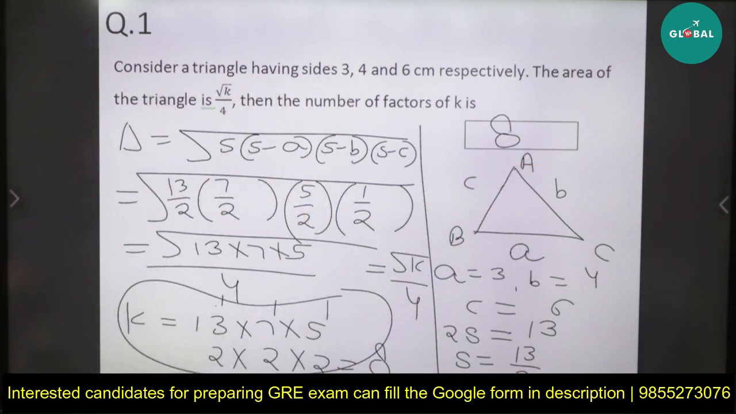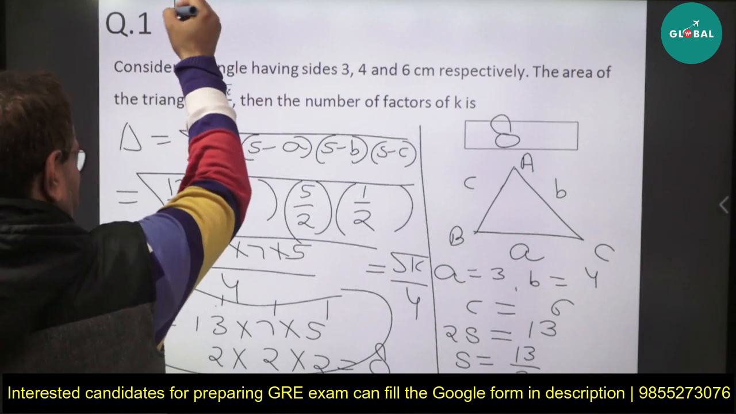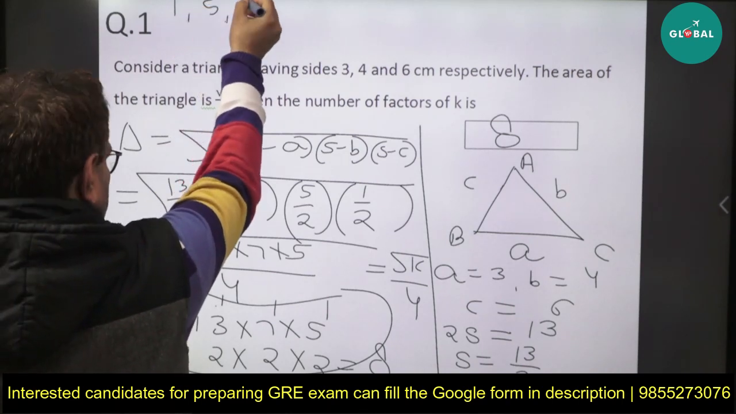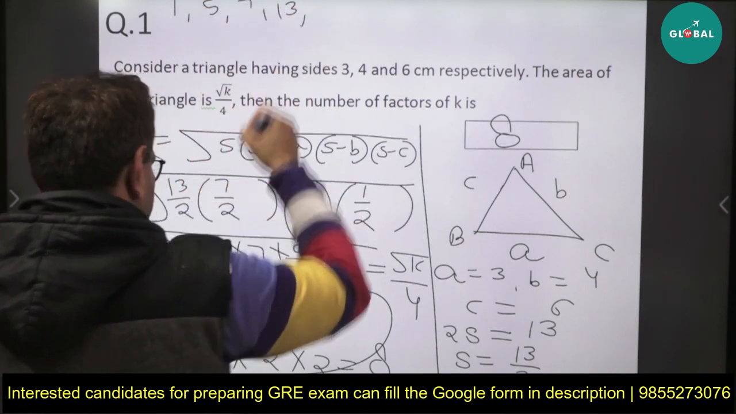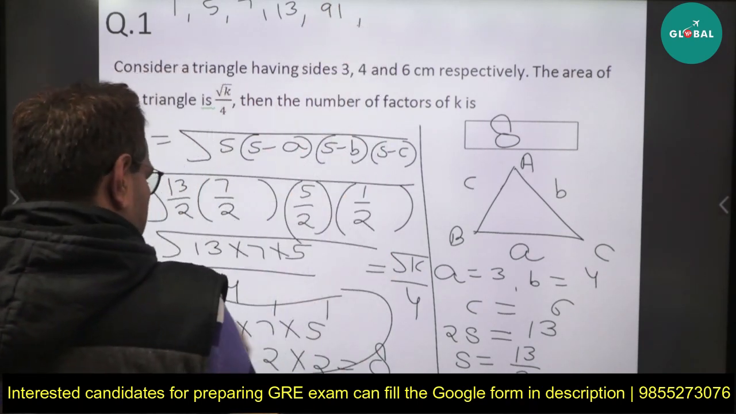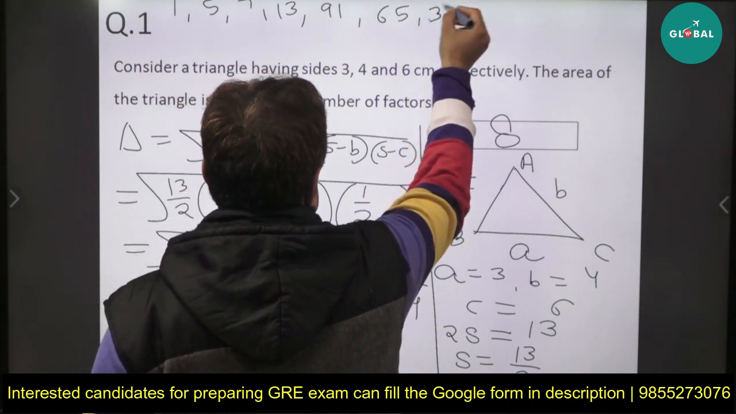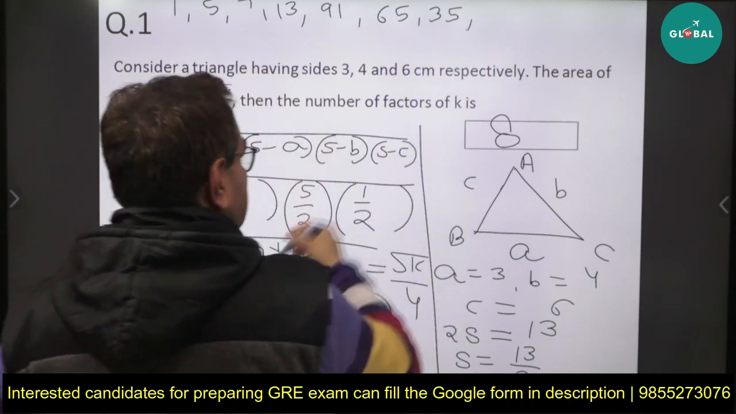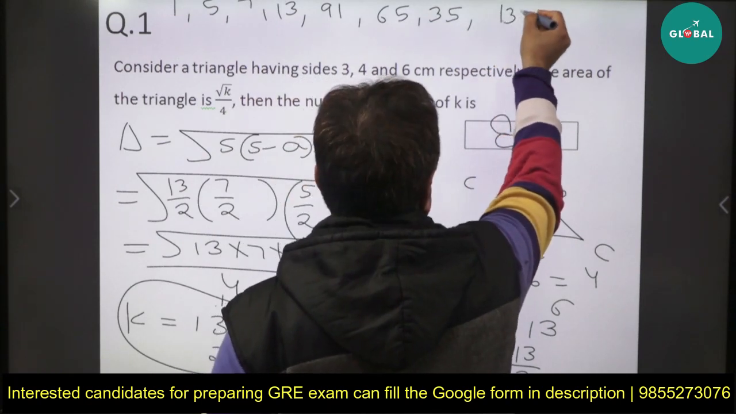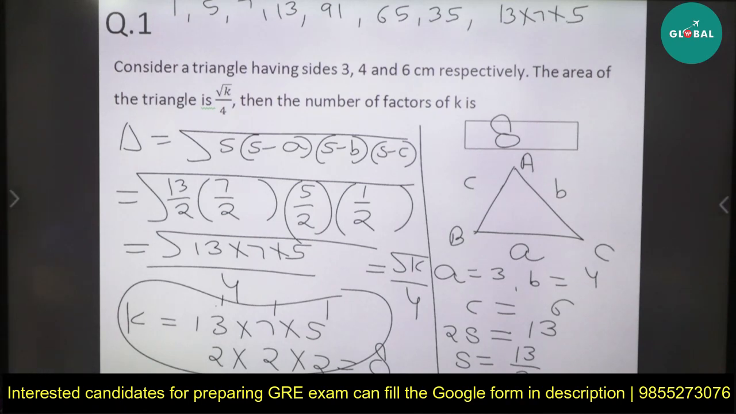Now you can also verify. If this is k, then the factors of k are 1, 5, 7, 13. Now 13 into 7 is 91, 13 into 5 is 65, 7 into 5 is 35, and then the number itself, 13 into 7 into 5. So these are the factors, and we can count their number is 8.